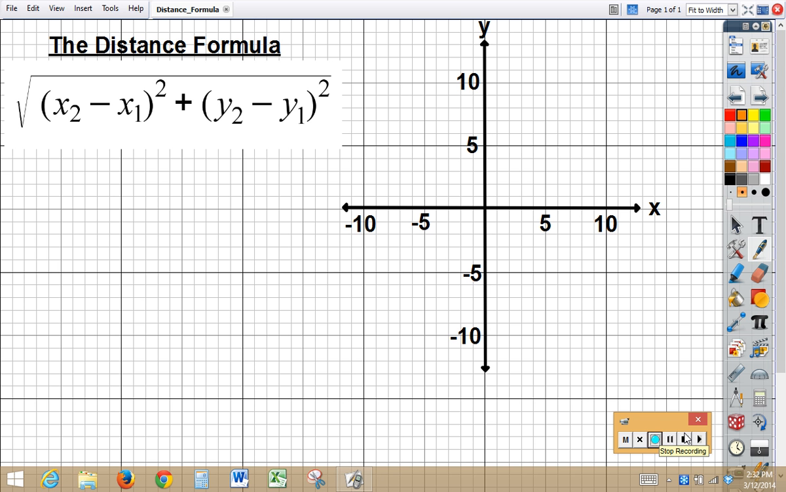Hi guys, it's Mr. Colvin, and today's video is about the distance formula. We're going to be talking about how to find the distance between the two endpoints of a line segment.